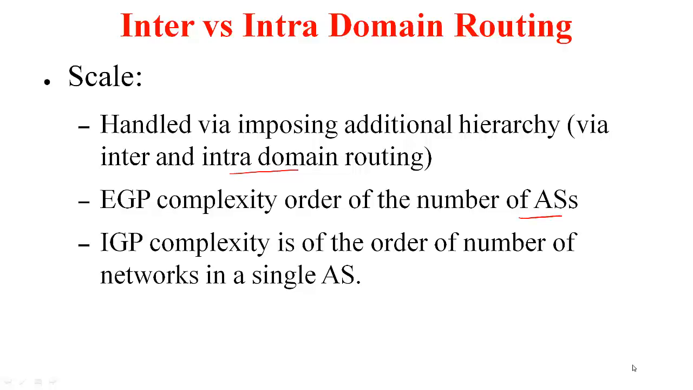And when you look at the interior gateway protocol, the complexity will be roughly of the order of the number of networks within the single autonomous system, because often a router has to interconnect only one or two of these networks. So by splitting the routing into inter and intra, one could handle policy, performance to some extent, and scale.